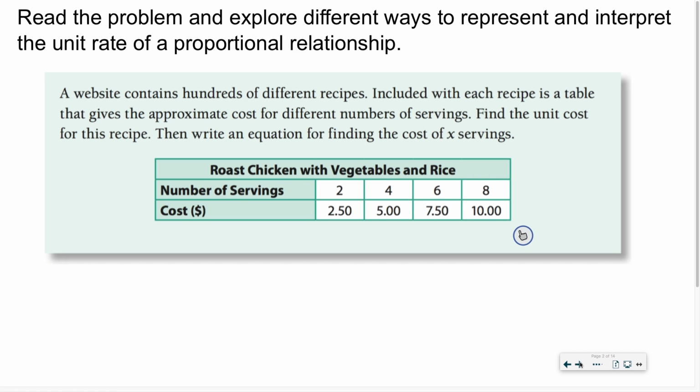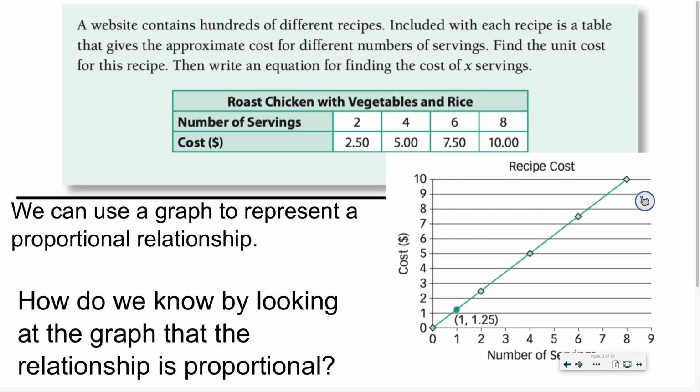So the situation that we're going to work with today, here's our scenario. A website contains hundreds of different recipes. Included with each recipe is a table that gives the approximate cost for different numbers of servings. Find the unit cost for this recipe, then write an equation for finding the cost of x servings. Just by looking at the table, you may already know the unit cost. We're still going to go through it in an orderly fashion so we can break it down into all pieces, okay?